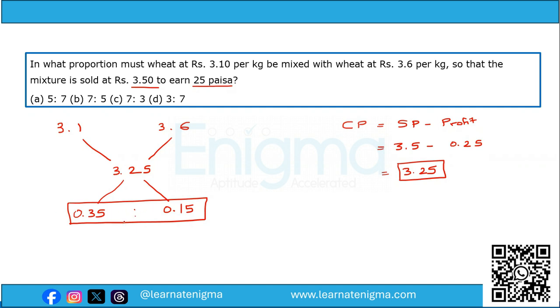Now, we will have to reduce it. So this will become 35 is to 15, and we can reduce it further. 5 sevens are 35 and 5 threes are 15. So the final answer comes as 7 is to 3. So answer will be option C.